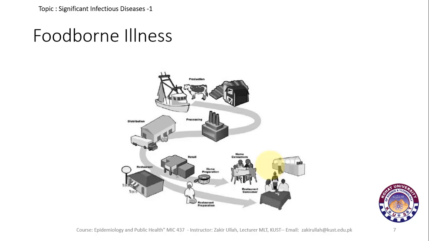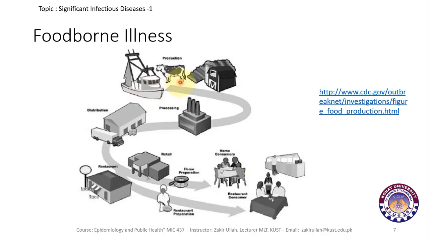Which shows us that the production of different food products, their processing, and their distribution to the restaurants, to the hotels, and to the home. If they are prepared well, then the persons who are eating them are safe. But if they are not processed safely and hygienically, then these can all be a source of the spread of disease.